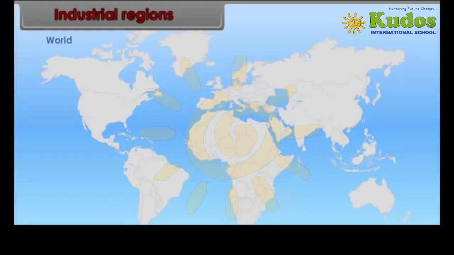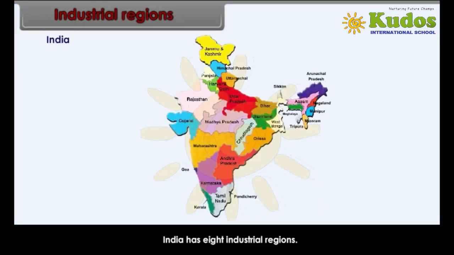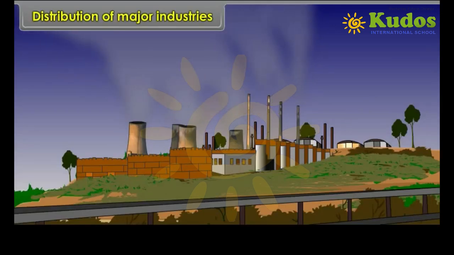Industrial regions. World. The world has 4 major industrial regions: Eastern part of North America, Western and Central Europe, Eastern Europe and Eastern Asia. India. India has 8 industrial regions: Mumbai-Pune region, Hooghly region, Bangalore-Tamil Nadu region, Gujarat region, Chota Nagpur region, Visakhapatnam-Guntur region, Gurgaon-Delhi-Meerut region, Kollam-Thiruvananthapuram region. Distribution of major industries.